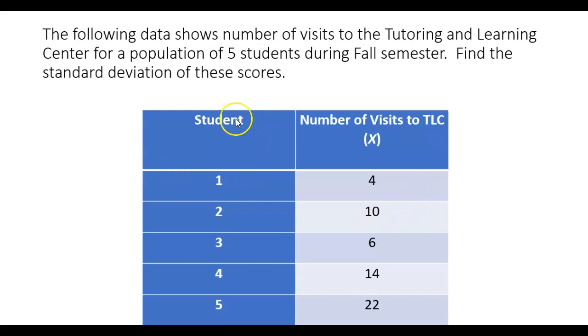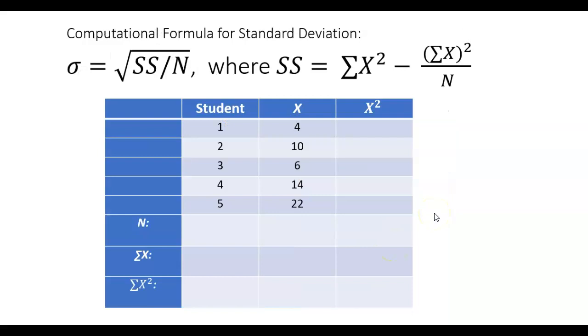So let's say here again, I have these students, right? And let's say these data points aren't really indicating a score on a test, but let's say these are representing the number of times each student visited the Tutoring and Learning Center in fall semester. So student 1 made 4 visits, student 2 made 10, student 3 made 6 visits, and so on. I want to know what the standard deviation of this set of scores is.